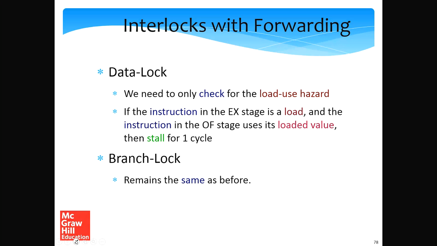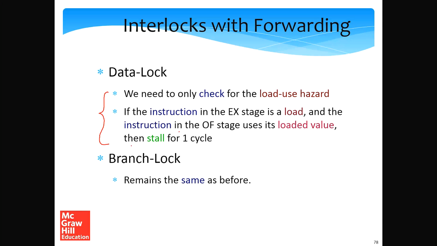Let us now look at the relationship between interlocks and forwarding. Because we will still require interlocks, so we'll still require a data lock. So we'll require it to check for the load use hazard, right? So the load use hazard exists, which means that in consecutive stages, we have a load first, and then an instruction that uses the result of the load, an ALU instruction in the EX stage, which uses the result of the load, will have a load use hazard, so a stall needs to be introduced. The way we shall do this is that if the instruction in the EX stage is a load, and the instruction in the OF stage uses its loaded value, and it will use it also in the EX stage, right? Then we need to stall for one cycle.